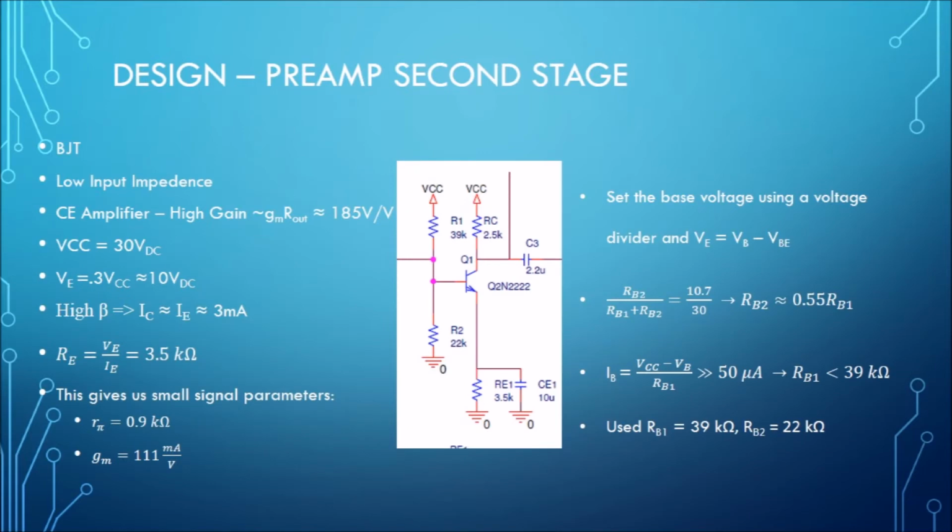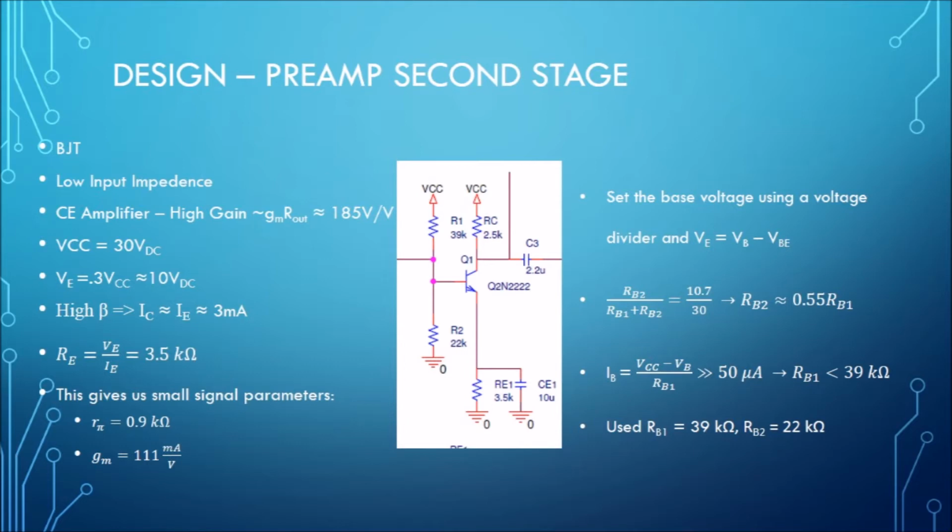Now for the BJT stage of the preamp, well, first we should note that the input impedance is fairly low, which is not great for loading effect on the JFET stage, but it's necessary to get a good gain out of this BJT. So we used a common emitter amplifier configuration to get high amplification, and first we biased it so that IC was 3 milliamps in that range, which gives us gm at around 111 milliamps per volt.